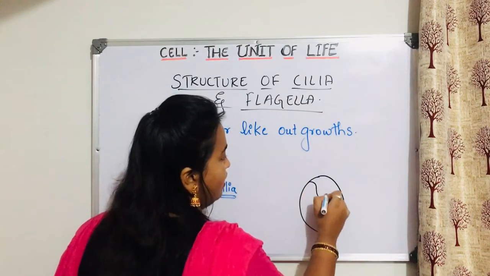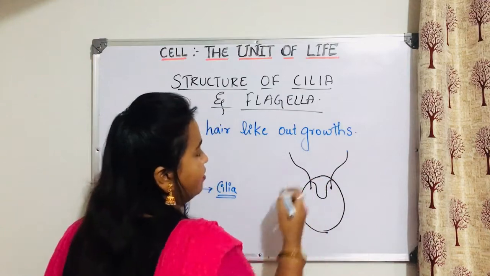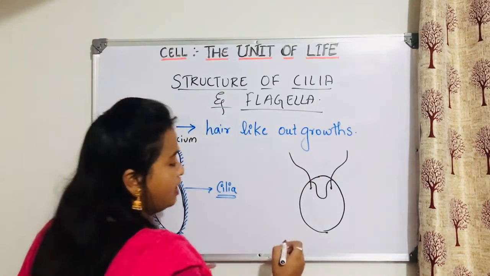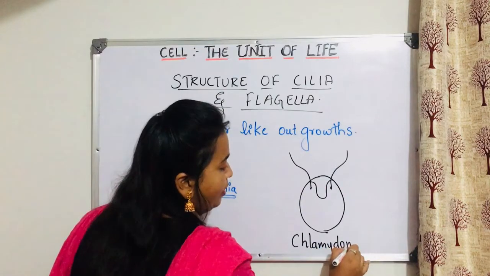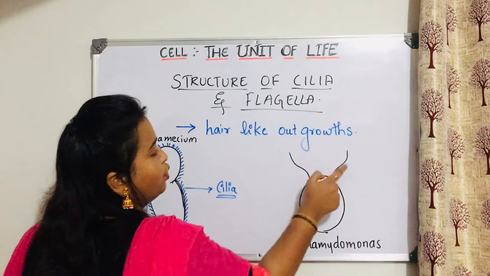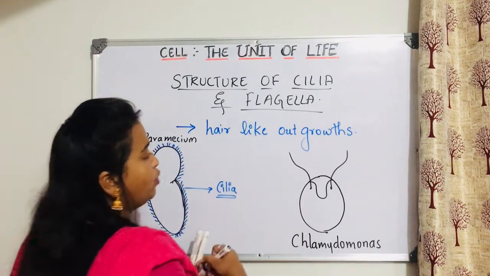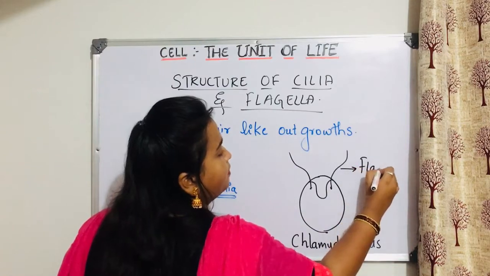Now, if you take the example of this, it looks like this, right? This is chlamydomonas. Chlamydomonas, if you see, this structure what you find here, these two. So these two are called what? These two are called flagella.